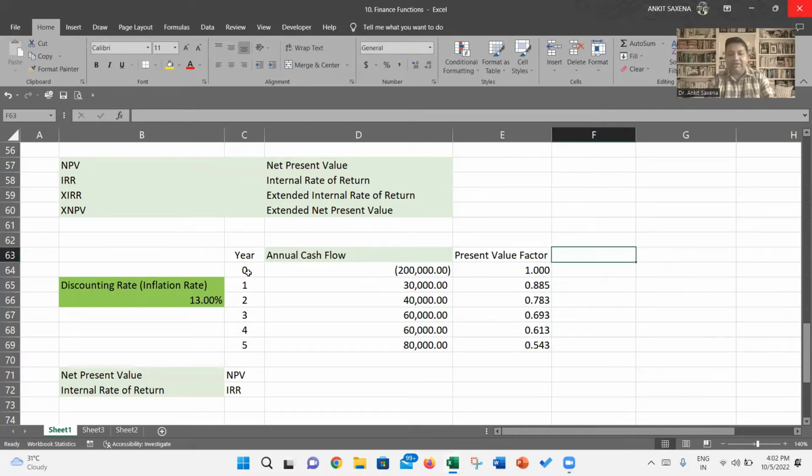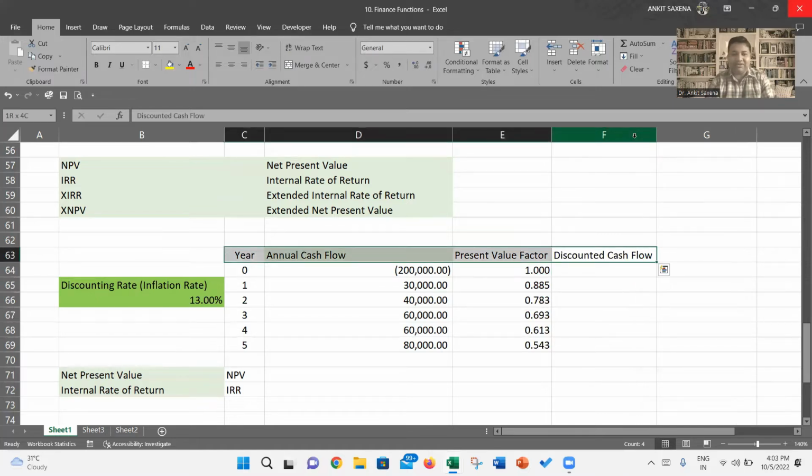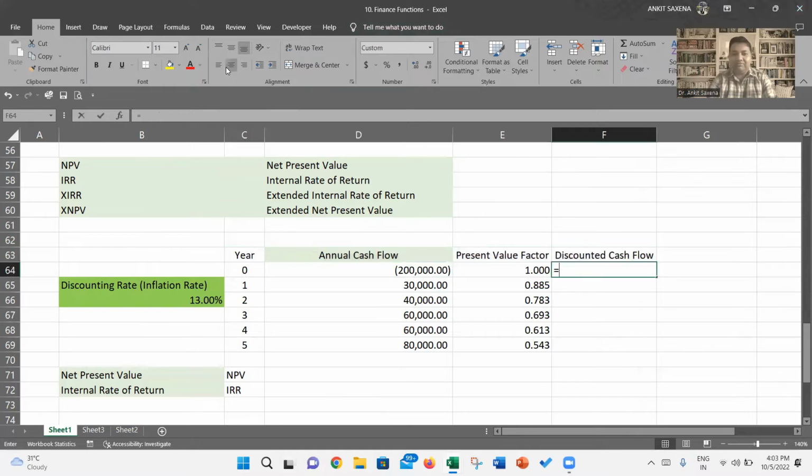Now, if I want to calculate the discounted cash flow, the actual cash flows are already there. The discounted cash flow is simply the annual cash flow multiplied by the present value factor. So this multiplied by this, and accordingly I can calculate it, and this will give me the discounted cash flow for each year.